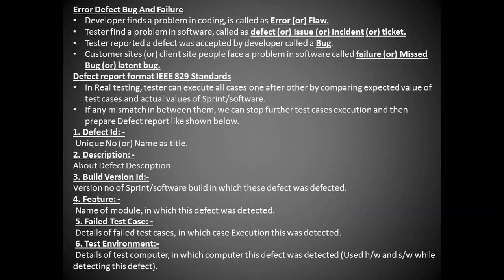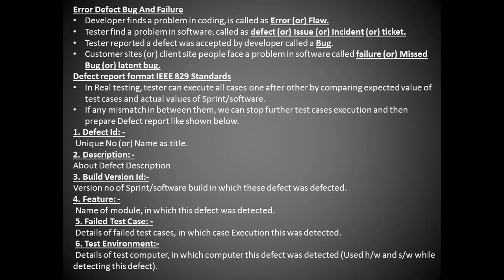When a developer finds a problem in coding, it is called an error or flaw. When testers find a problem in software, it is called a defect, issue, incident, or ticket. When a defect reported by testers is accepted by developers, it is called a bug. When people on the customer or client side face a problem in software, it is called a failure, missed bug, or latent bug.